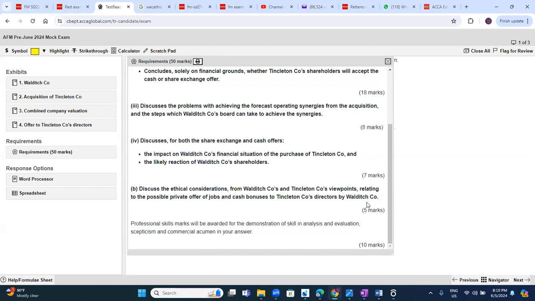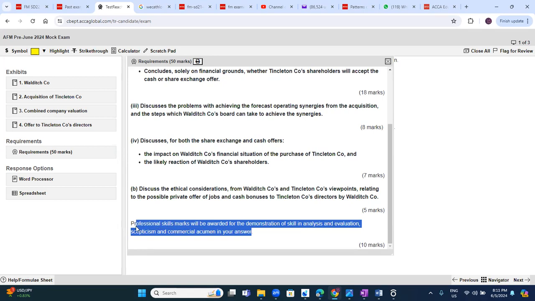So guys, by reading so many requirements, you are kind of overwhelmed by the information. There is too much information even in the requirement. Professional marks will be awarded for demonstration of skills in analysis, evaluation, skepticism, and commercial acumen. Okay, you can see something is missing. Professional marks will be awarded for the demonstration of skills in analysis, skepticism, and commercial acumen. So that's why I was saying this paper was not written by the examiner. In question number 1, professional skills marks will be awarded for the demonstration of communication. 5 marks are there for communication. Communication skill is missing. It is a typo.